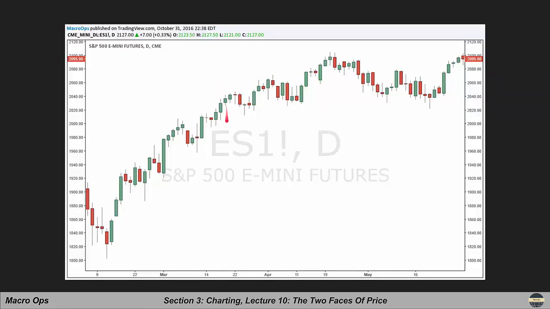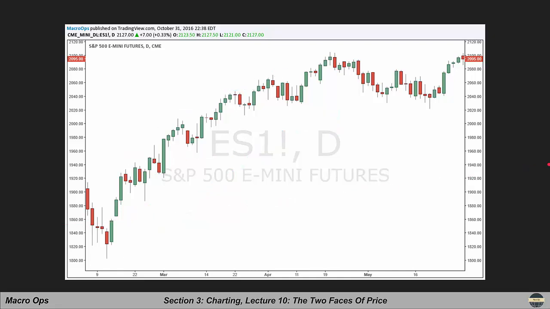Now, here's the example for you. So if you look at the E-mini S&P 500 futures here, and this is during the year of 2016, you can see from early March to May, it looks like this market is trending, right? It's a very clear directional bias upward. We have higher lows and consistently higher highs.